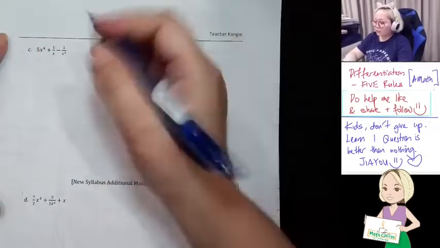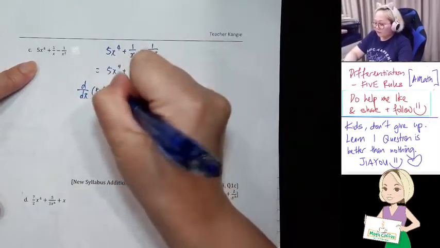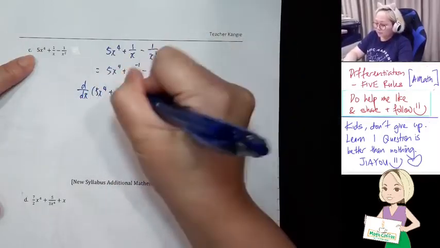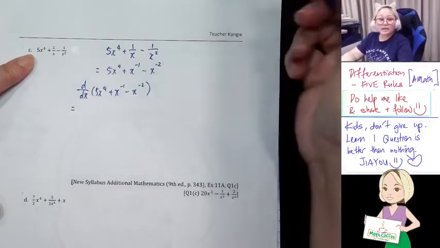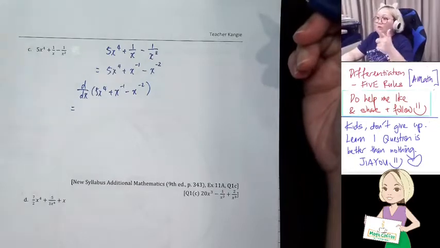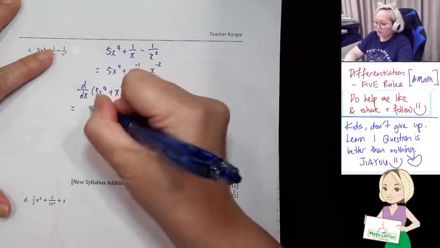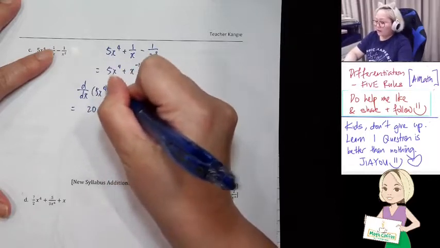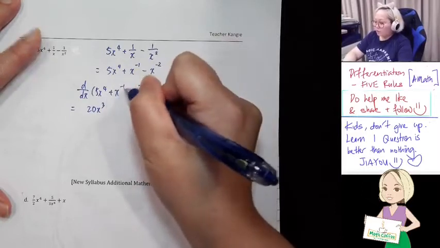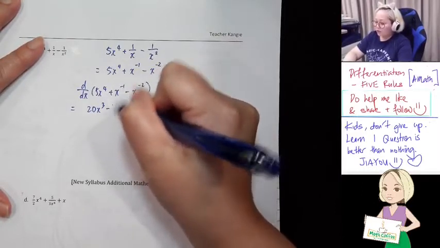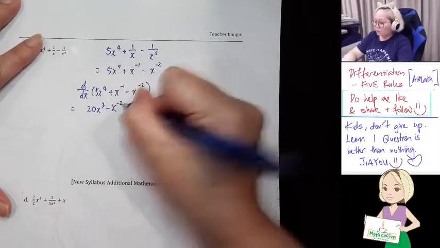Okay, so let's proceed to differentiate. I'm going to differentiate 5x^4 plus x^-1 minus x^-2. So now we are ready to differentiate. Use your rule 1 to differentiate. Power bring down. So 4 times 5 will give me 20. 4 minus 1 is 3, so it's x to the power of 3. Power bring down, so it will become negative 1. Of course, I don't have to write the 1. So x, minus 1, so it's minus 2.